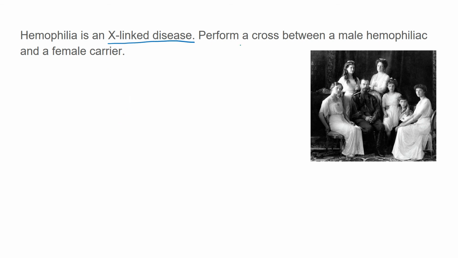Hemophilia is an X-linked disease. Perform a cross between a male hemophiliac and a female carrier. So there's a lot of things to talk about here, okay? So this is about hemophilia. This is a disease where the blood doesn't clot very well. And I have a picture of the Russian royal family because they were known to have a lot of hemophilia because there was a lot of marrying amongst princes and princesses, so that trait kind of recurred quite often. So perform a cross between a male hemophiliac and a female carrier.